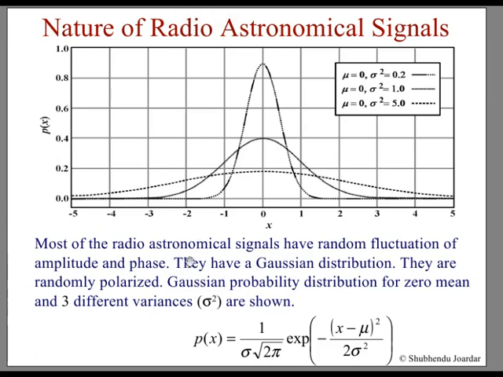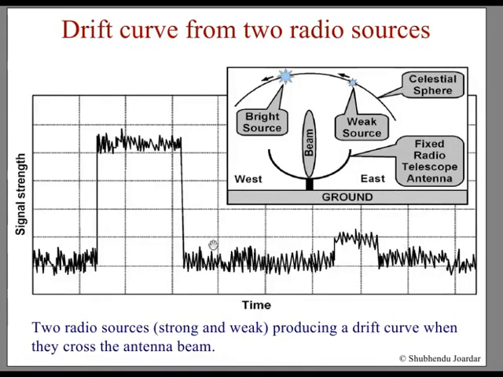So what I want to say is that any signal that you receive from the sky will have a Gaussian noise kind of characteristic. So if you want to see the actual signal, you can see this one.